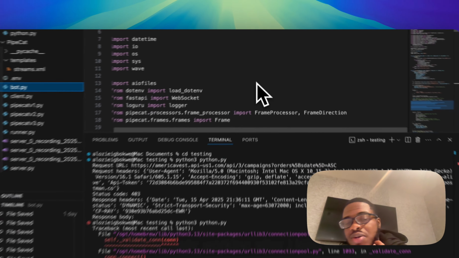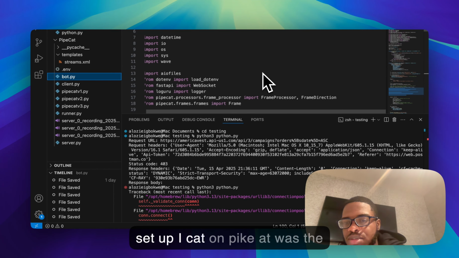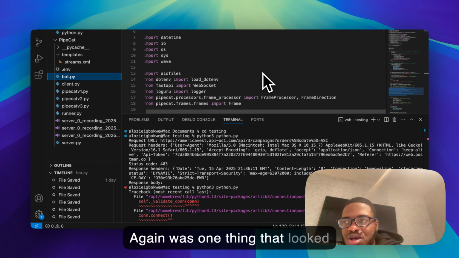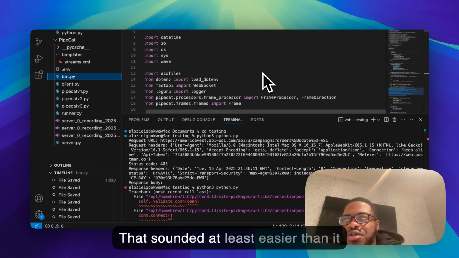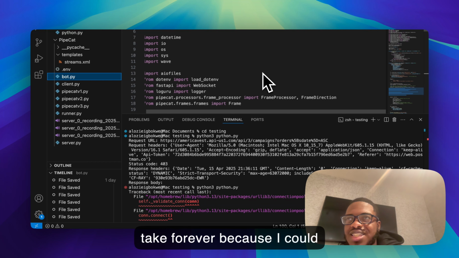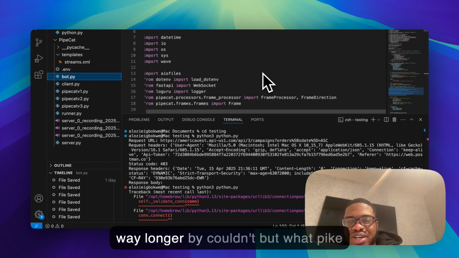So the first component I worked on after I set up Pipecat was the encryption component, which sounded harder than it actually was, or at least it didn't take forever because I could leverage AI. Well, it would have taken me way longer if I couldn't.